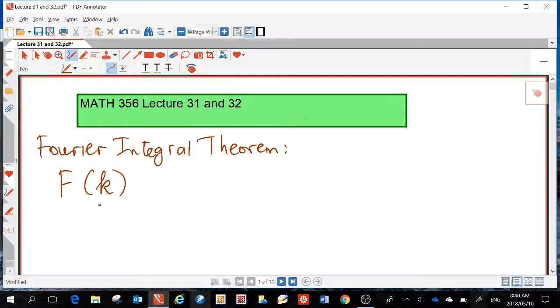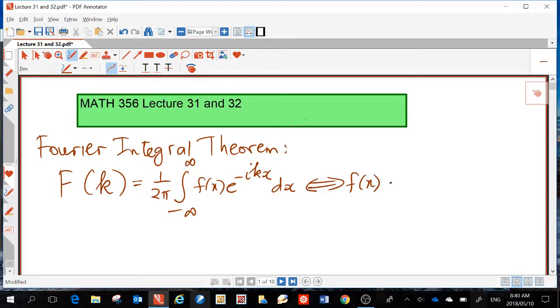The Fourier transform is f of k, and it's calculated from 1 over 2 pi integral minus infinity to plus infinity f of x e to the minus i kx dx. And that allows us to compute a function f of x in the shape of an integral: the integral of f of k e to the i kx dk, minus infinity to plus infinity. Okay, so that's the Fourier integral theorem.